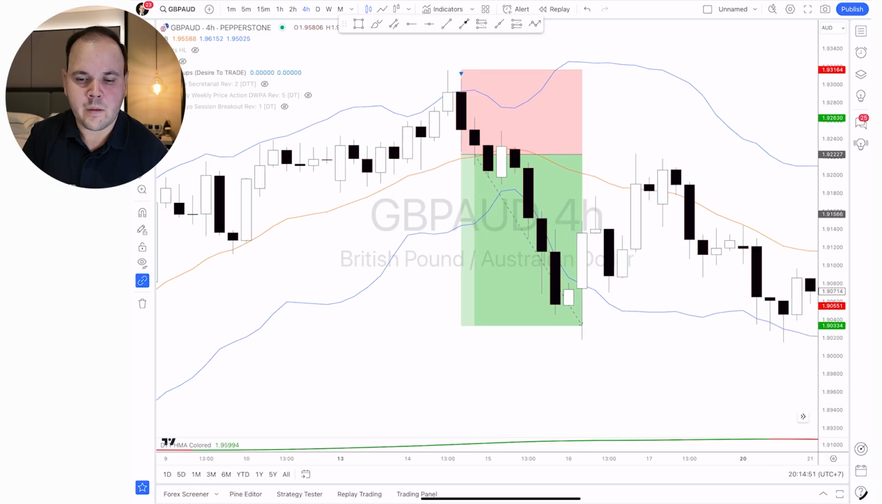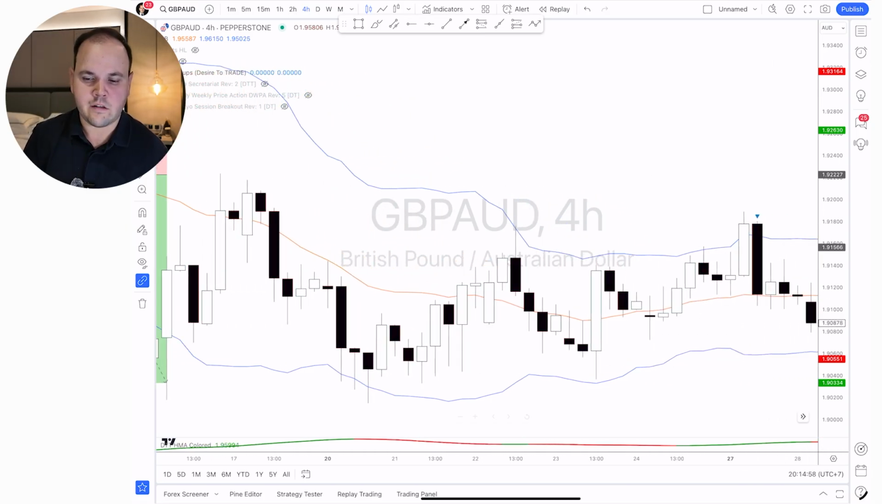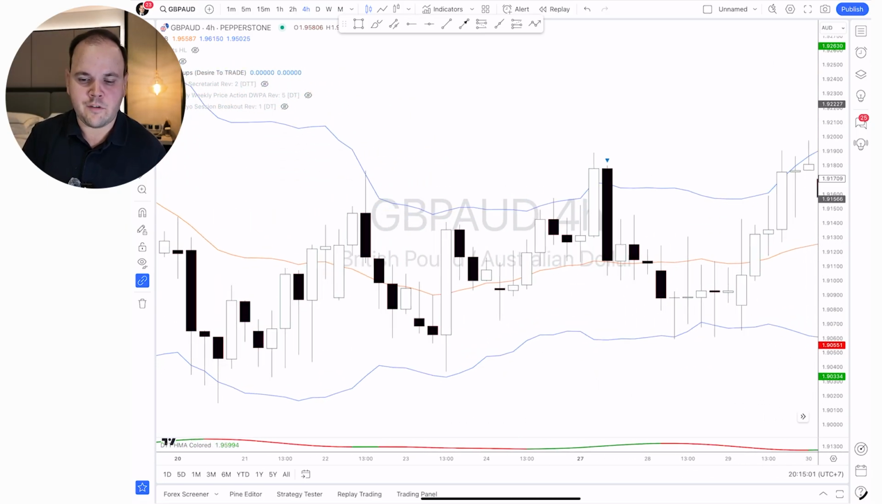Boom. And price starts to pull back up. Again, use the middle band as a resistance area. Comes back down, comes back up again, and so on. Okay, here the moving average turns green. We have a bearish setup.